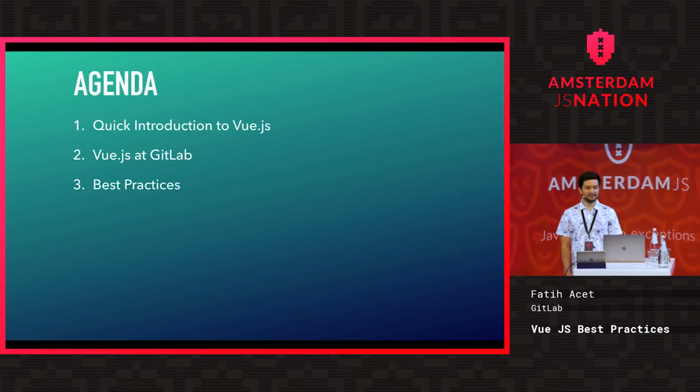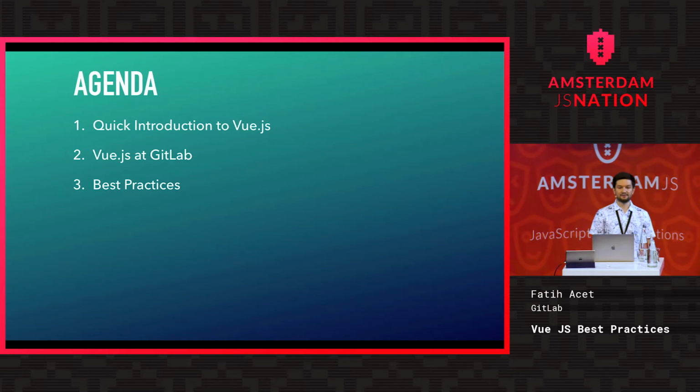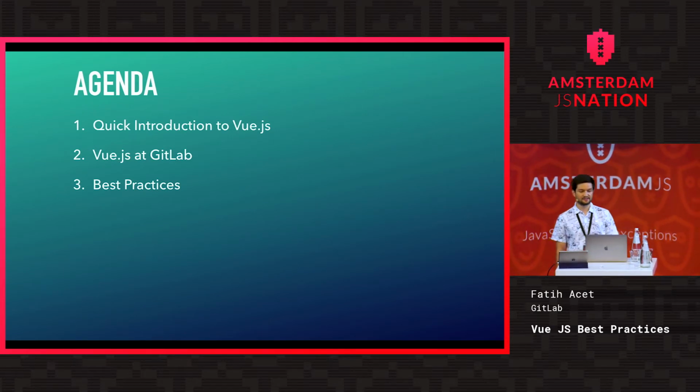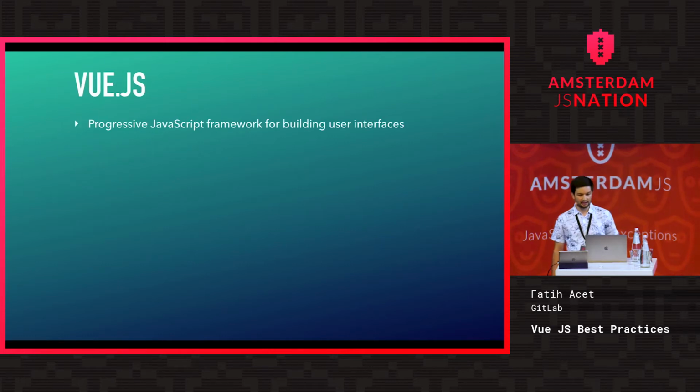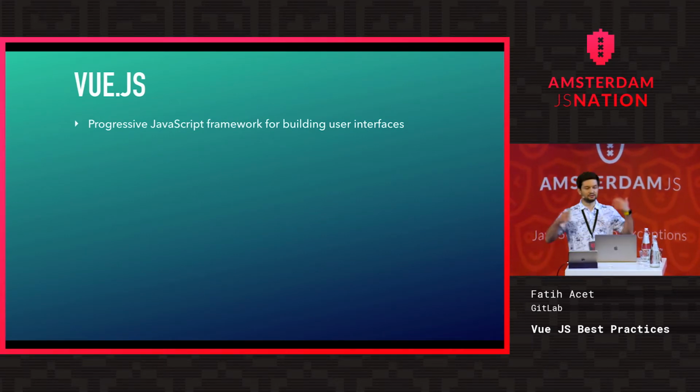So this will be the agenda today. First, I will give a quick introduction to Vue, and then I will talk about how we do Vue in GitLab, and then I will talk about the best parts. So let's talk about what is Vue JS. Vue is a progressive JavaScript framework for building user interfaces. Progressive means that it is something that you can put into your existing application, and then you can do only some part of your application with Vue, and then continue doing that.